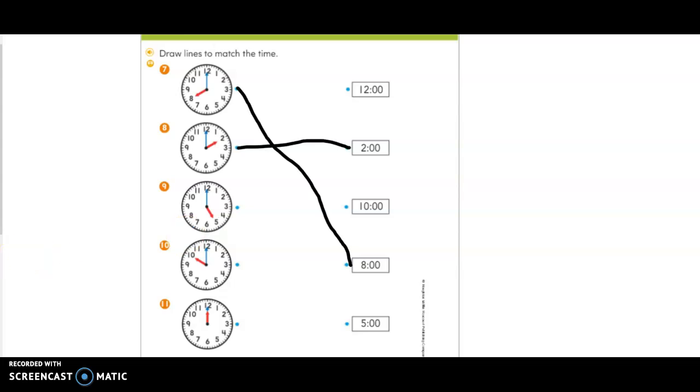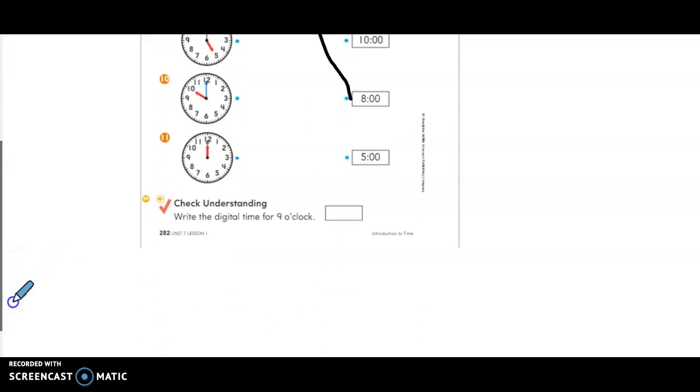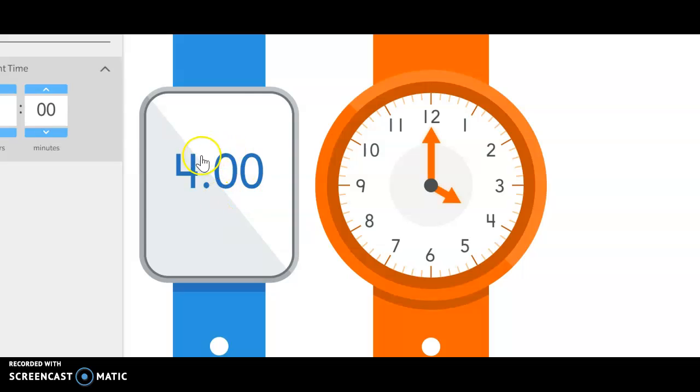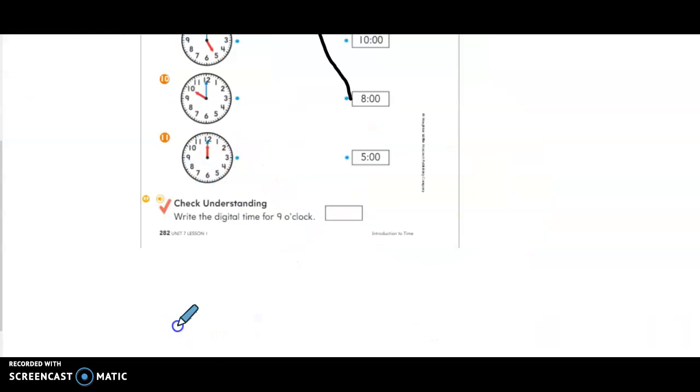And then on the bottom, in check for understanding, you're going to write the digital time for 9 o'clock. So how would you show 9 o'clock on a digital clock, just like this one, and like this one, your digital clock?